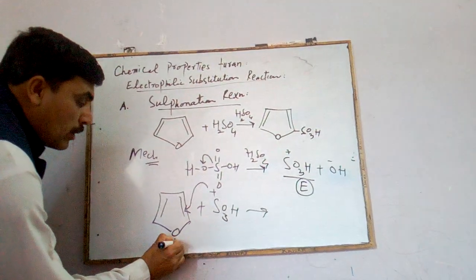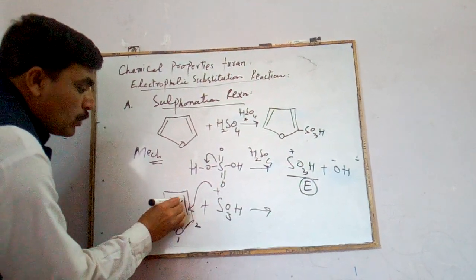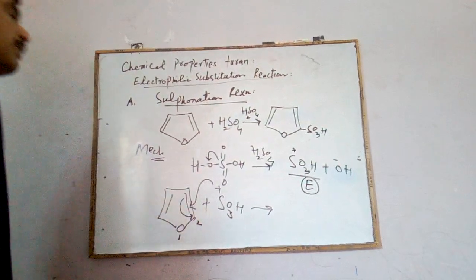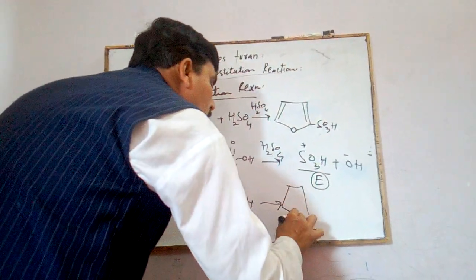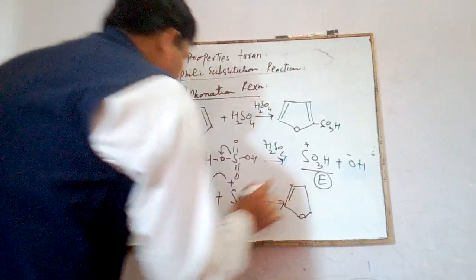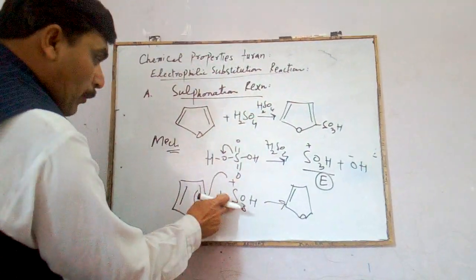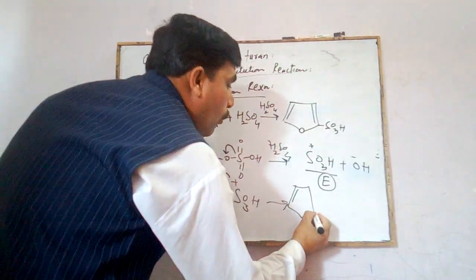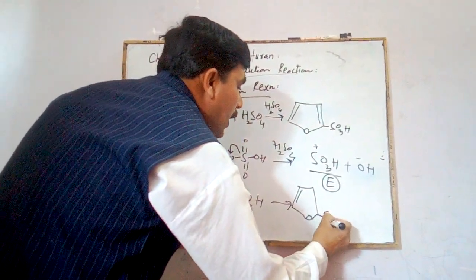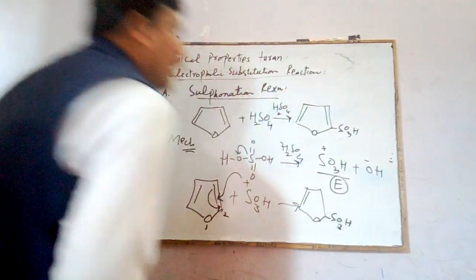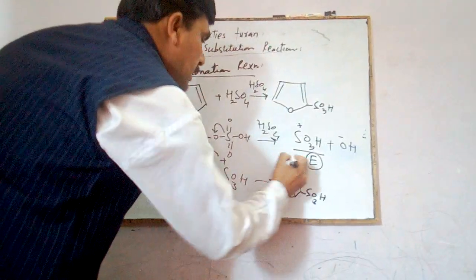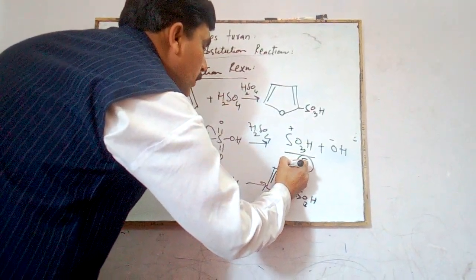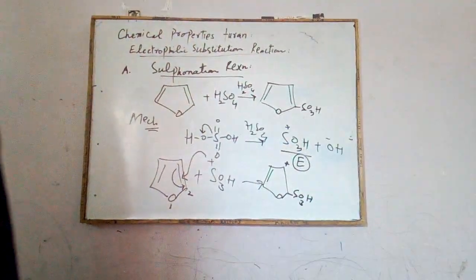number 2. This is position 1, this is 2. Position 2 is more favorable for the attack of the electrophile. So as a result, the electrophile SO3H group will attach itself at position number 2, and as a result this position will become positively charged.